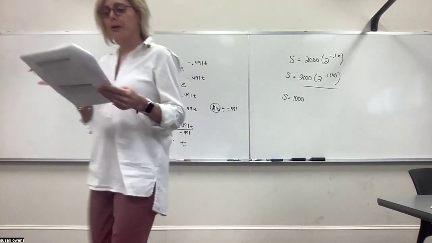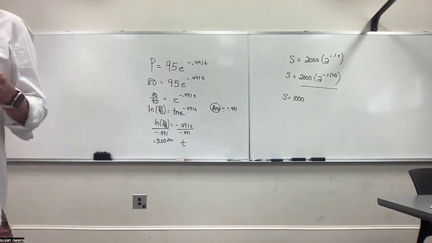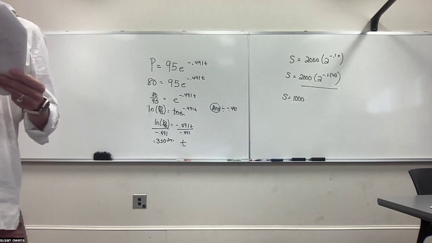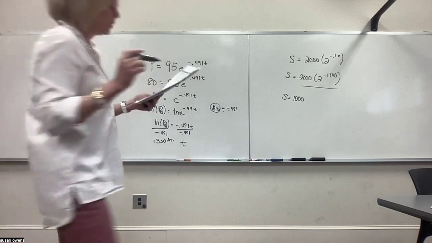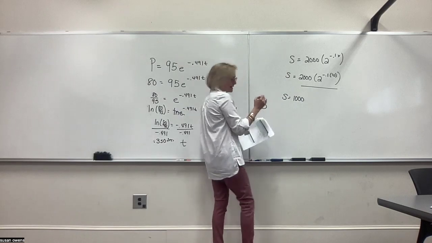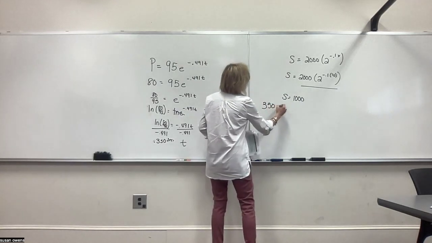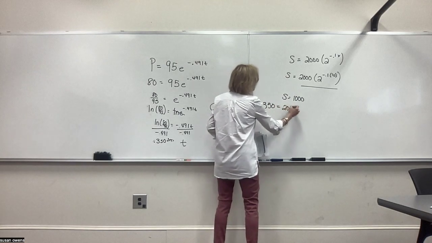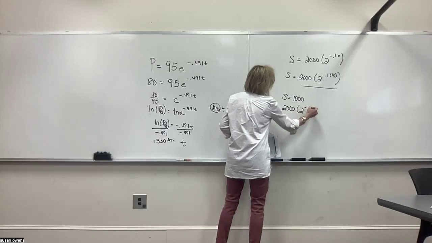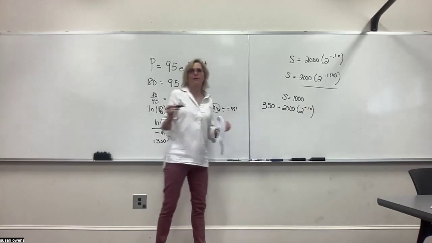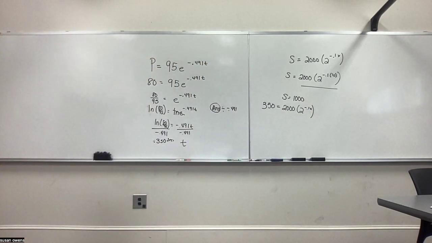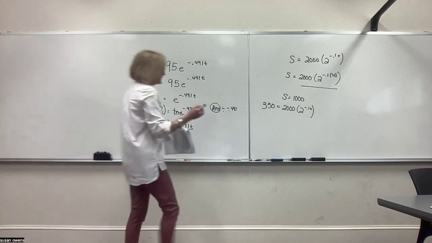Part B. The company does not want sales to drop below 350 per day. So what's the 350? Is that S? That's S. So now we're going to solve for x. 350 is equal to 2,000 times 2 to the negative 0.1x. Okay, what do we have to do first, Bailey? Divide by 2,000.